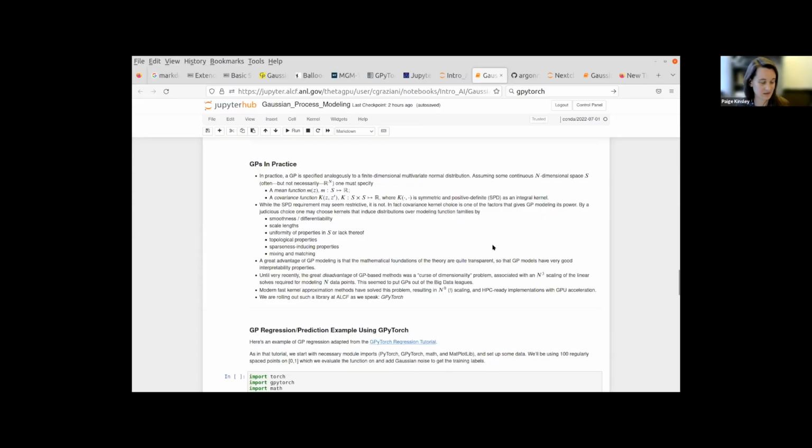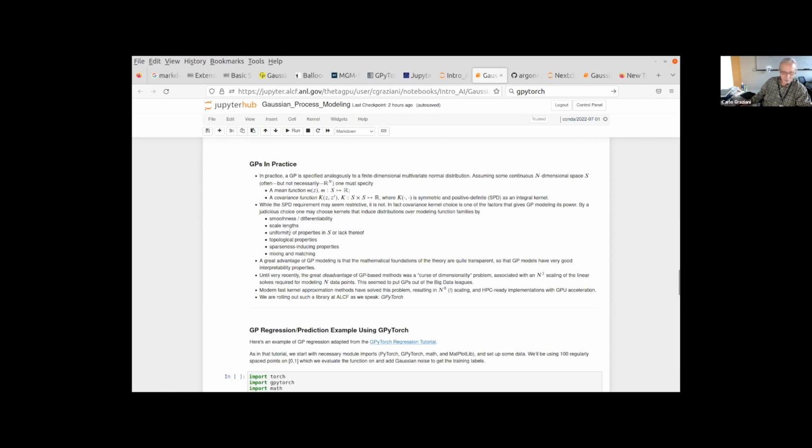Okay, very good. So I'm going to move basically directly into the activity here. And to introduce that, I just need to tell you what a Gaussian process is in practice. In order to specify a Gaussian process, you need to specify a mean function, which is the analog of a mean vector, and that's basically just a function from a space into the reals. A covariance function, which is a symmetric positive definite function, as an integral kernel.